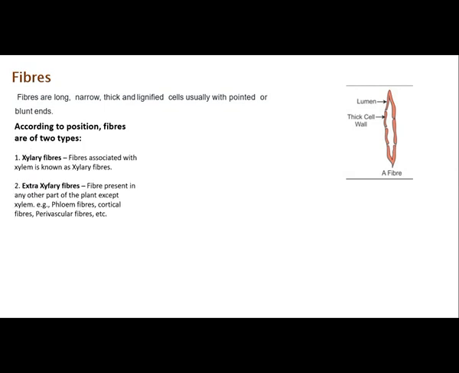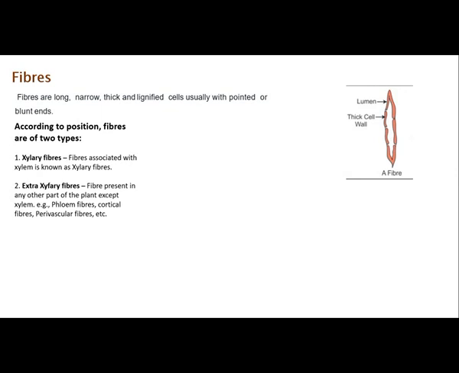According to position, there are two types of this sclerenchymatous fiber. One is the xylary fiber or wood fiber, and another one is the extraxylary fiber. There is a printing mistake; this will be xylary fiber. Xylary fiber or wood fiber is basically the fiber associated with xylem, as the name suggests, and these are not flexible type of fiber. Whereas the extraxylary fibers are fibers which are present in any other part of the plant except xylem. That is why the name extraxylary. And these are the most flexible fibers of the plant body.